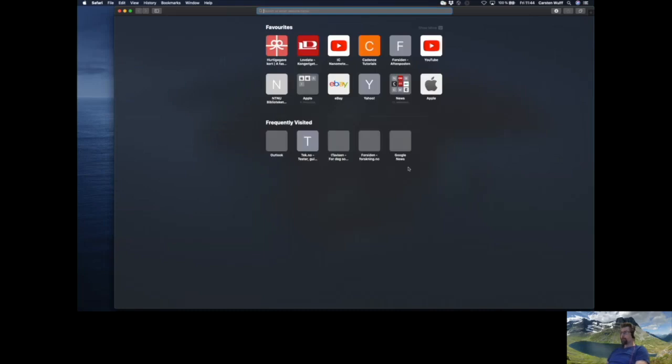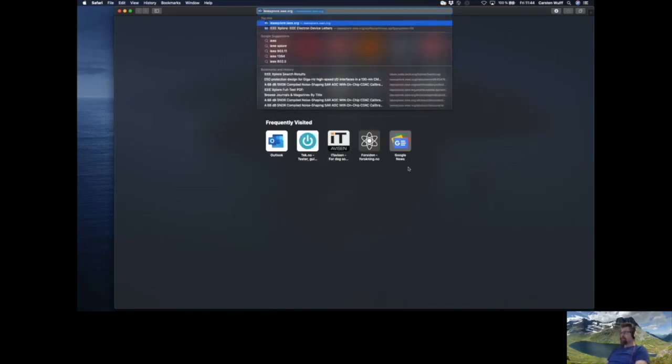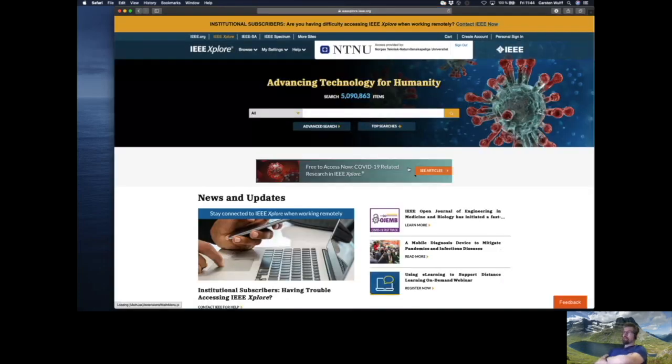So let's start Safari. And okay, IEEE Explorer.IEEE.org. So this is a database that contains more than 5 million items. And it's basically pretty much every interesting paper on electronics ever. But the fact that there's 5 million items means that it might not be that easy to find what you want to learn about.